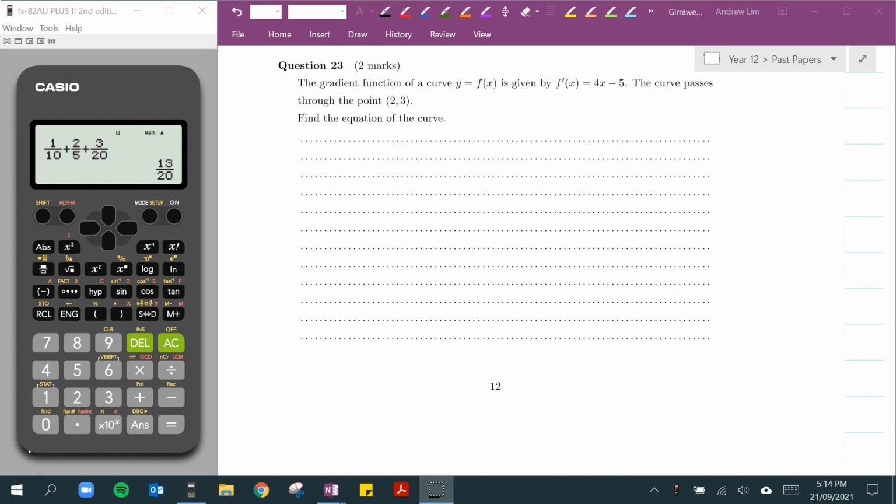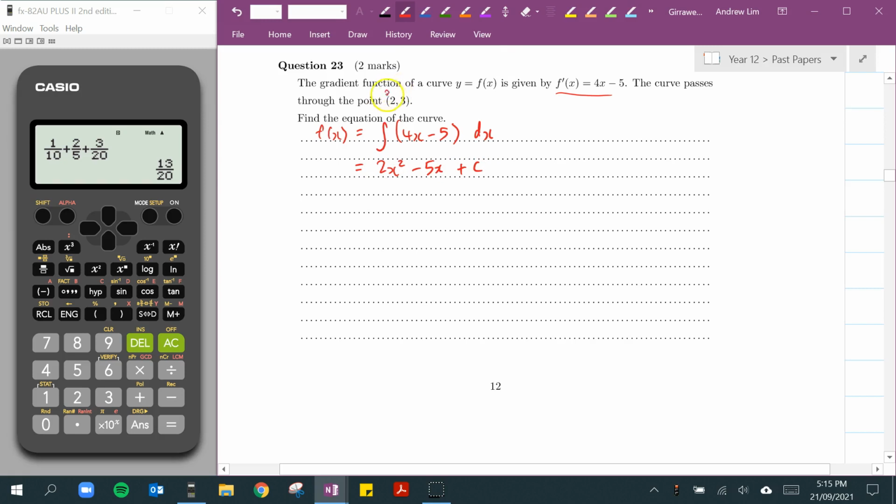Question 23. The gradient function of a curve y equals f of x is given by f dash of x is equal to 4x minus 5. The curve passes through the point 2, 3. Find the equation of the curve. So in order for us to find the equation of the curve, we actually need to integrate this. So f of x is going to equal the integral of 4x minus 5 dx. What do we get when we integrate that? We get 2x squared minus 5x plus c.